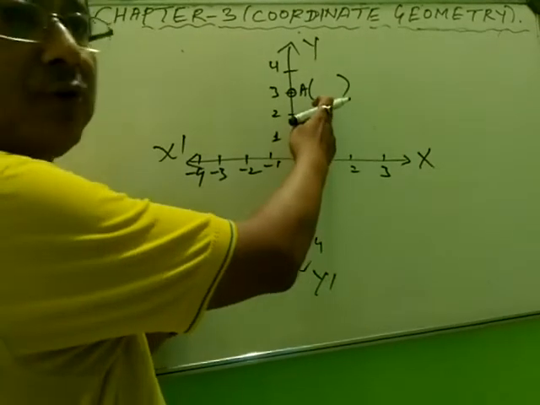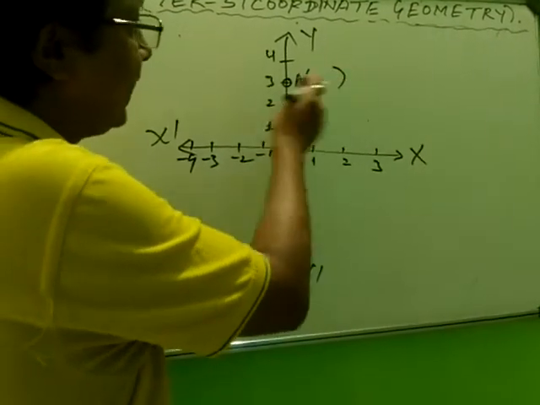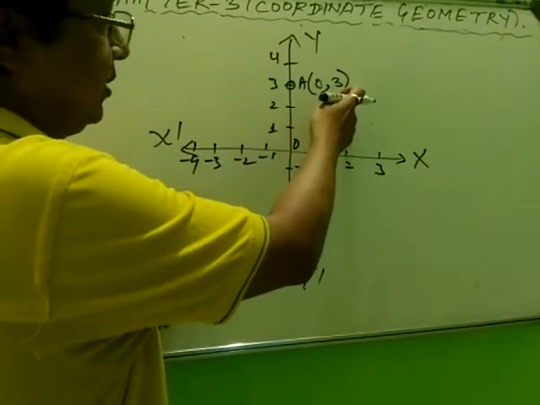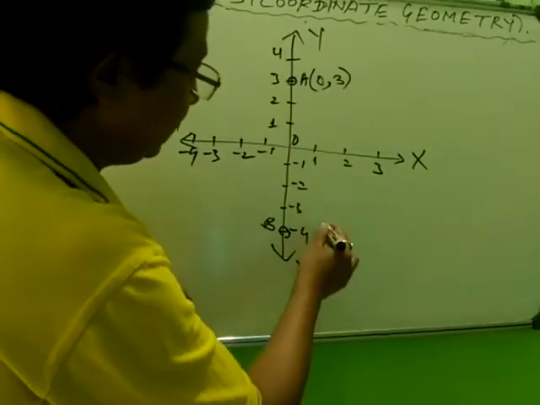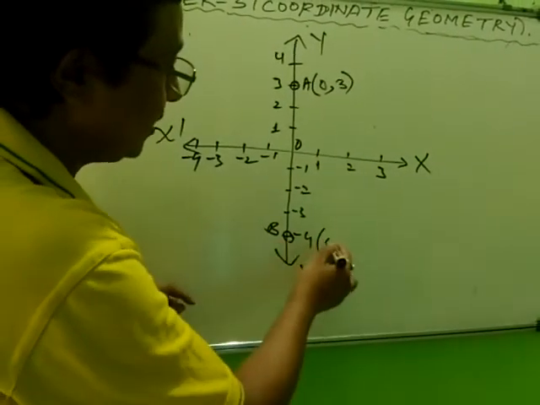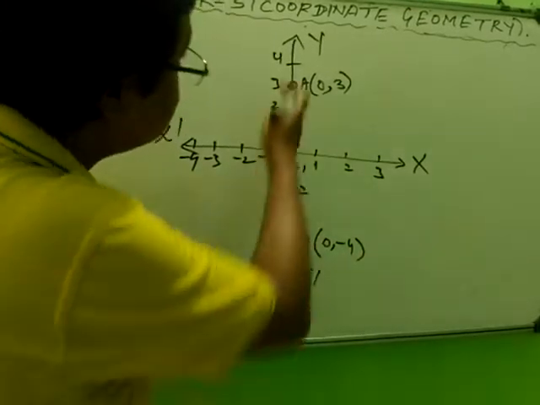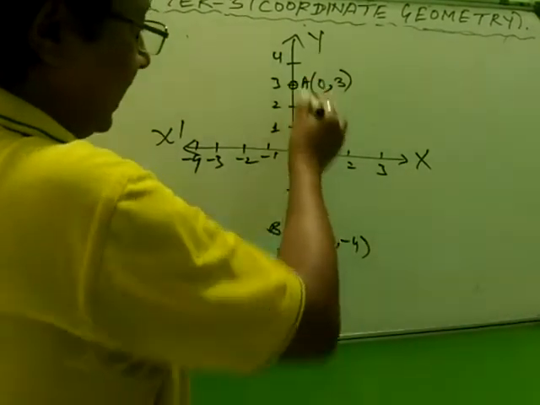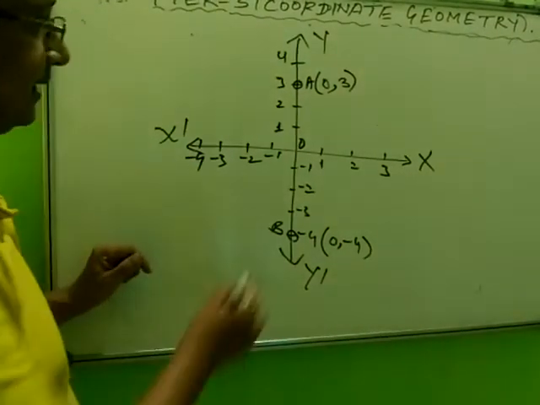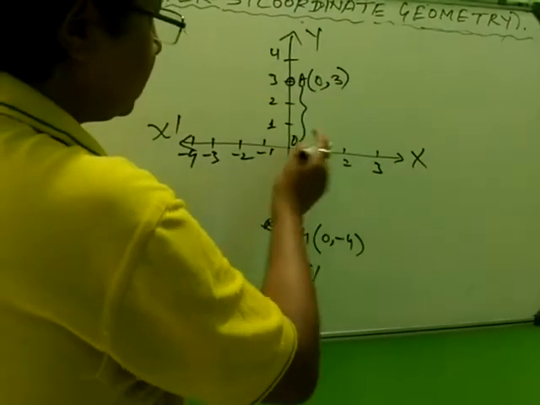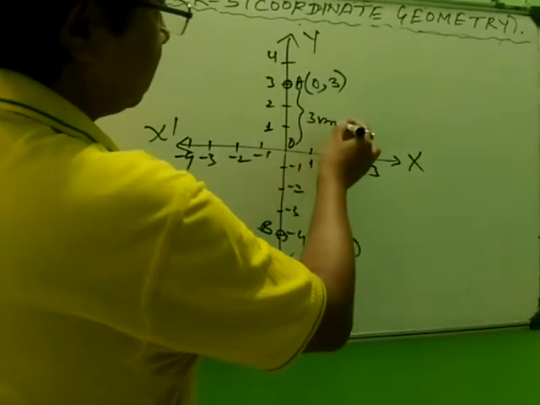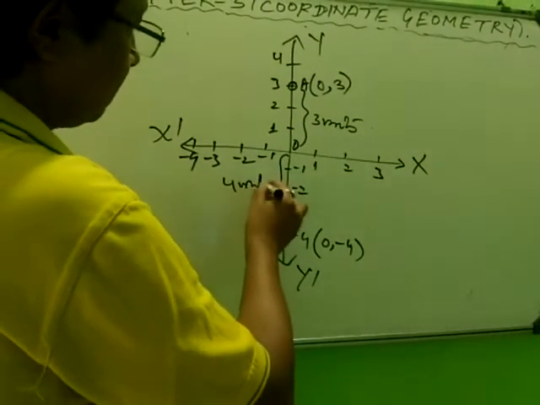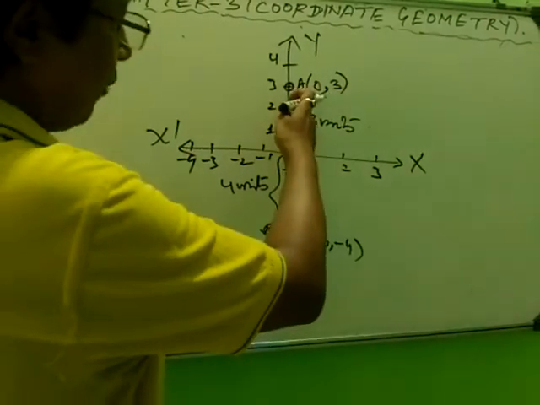So here one of the coordinates will be 0. The x will be 0 and the y is 3, because it is x and y, not y and x. So A is 0, 3, and the coordinate of B will be 0, -4, because y is -4, x will be 0. Now you see what is the distance between A and B. From the graph we can see 0 to 3 it will be 3 units, and 0 to -4 it will be 4 units.